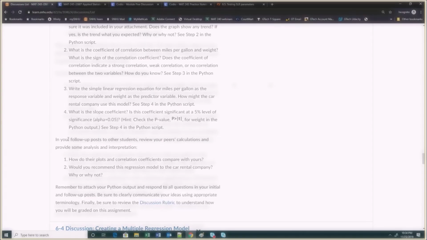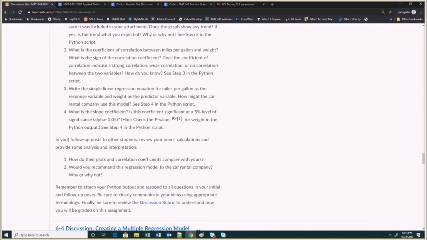We just covered this. For your follow-up posts to other students, you have to answer these two questions. How do their plots and correlation coefficients compare with yours? And would you recommend this model to the car rental company? Why or why not? So this concludes topic for week 5, which is simple linear regression. And we will return next week for module 6.